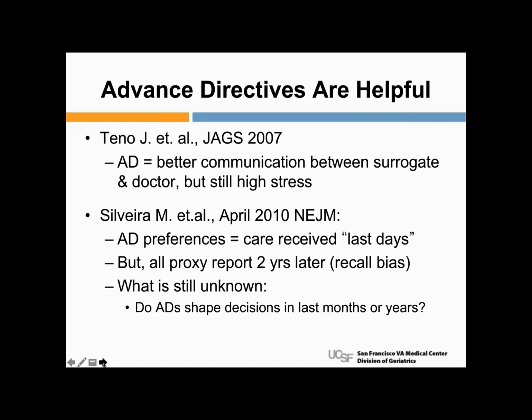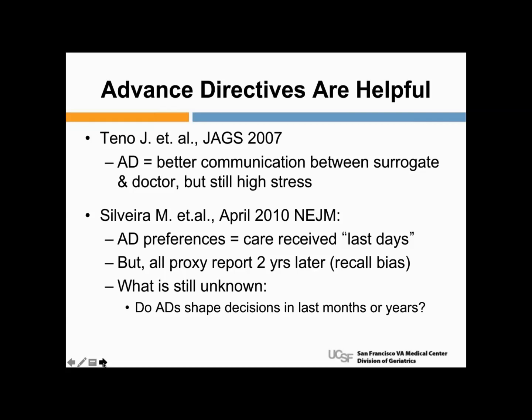Studies have shown that there's better communication between the surrogate and the doctor, but surrogates still report very high stress. There was a study done in the New England Journal of Medicine back in 2010 that showed that if people have advanced directives, they're more likely to get the care that they want, or would have wanted, in their very last days. But what we don't know is that this was all by proxy report up to 2 years later. So there's a lot of recall bias there.